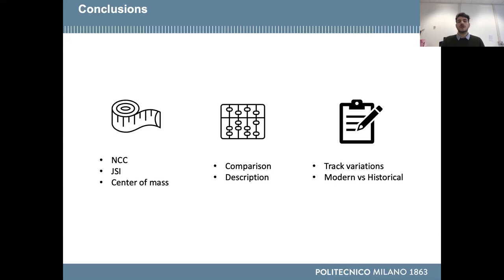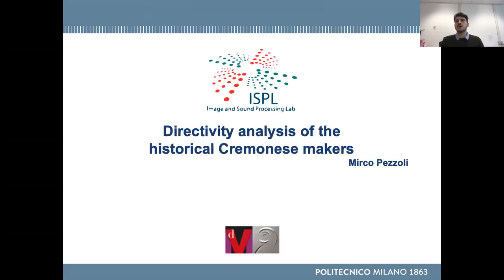So we envision using these tools in order to track, for example, the variation in frequency or in time. If we plan to repeat the measurements, we can see how the directivity pattern has changed. And also we can use those tools for characterizing the directivity pattern of historical violins and maybe compare with modern instruments. So that's all. Thanks for the attention.